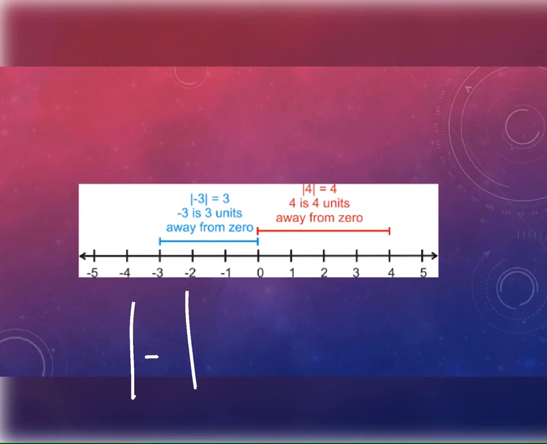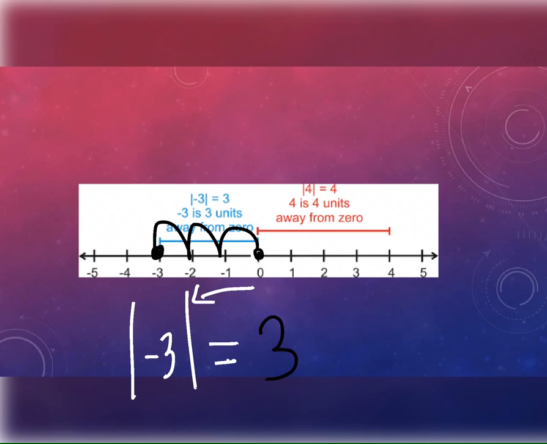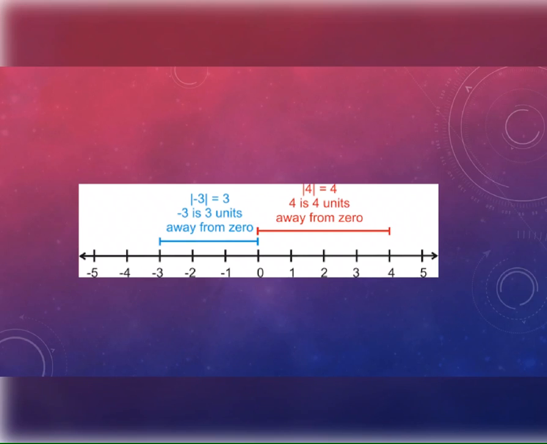This example wants us to show how many places away from 0 is -3. So what is the absolute value of -3? We started here on our number line at 0, and we're going here to -3. 1, 2, 3. Well, it was 3 places away, so the absolute value of -3 is 3.